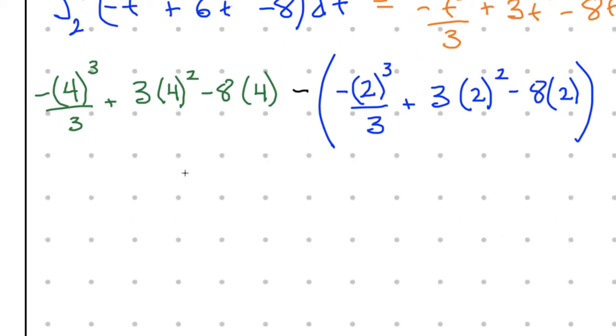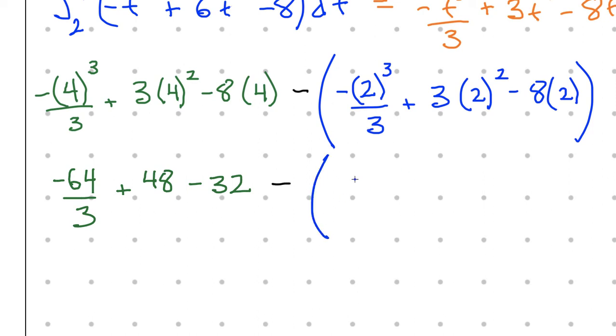It's going to do negative 4 to the power of 3. That's negative 64 divided by 3. Yep, keep going. Plus 16 times 3. That's 48. Yep, and then minus 32. Perfect. Keep going with the blue. Minus negative 4. Careful. 2 to the power of 3 is 8. Yep, so negative 8 over 3. Keep going. Plus 12 minus 16. There it is, nice.